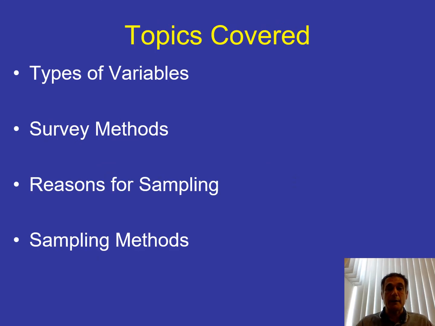So, to recap, today we've looked at the different types of variables. We've looked at different survey methods such as online, telephone, face-to-face. We've talked about the reasons for sampling, mainly because it's too expensive or time-consuming to ask the whole population. And we've looked at different sampling methods.